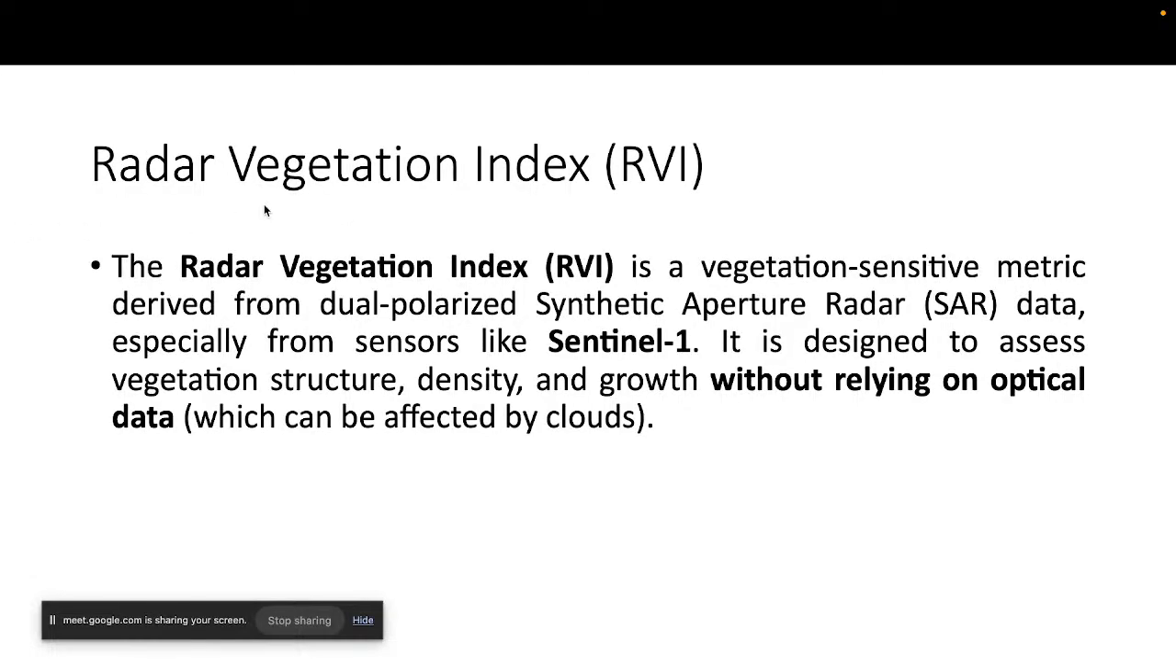And the radar vegetation index, it's one kind of index called the RVI. This index is useful to identify vegetation using SAR data, especially Sentinel-1 SAR data. It is designed to assess vegetation structure, density, and growth without relying on optical data, which can be affected by cloud. Optical data, for example Landsat and Sentinel-2, often has a lot of cloud. But when you work with Sentinel-1 SAR data, cloud does not affect our result. So that's why radar vegetation index is very important for cloudy regions, such as submarine or marine areas.